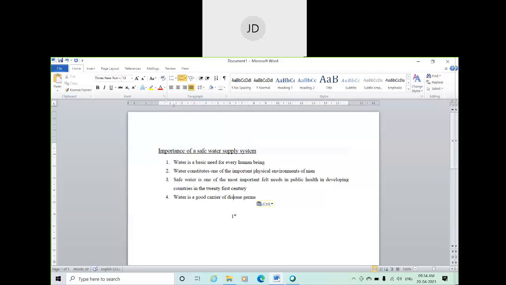Where to share? Yeah. Can you see the screen?